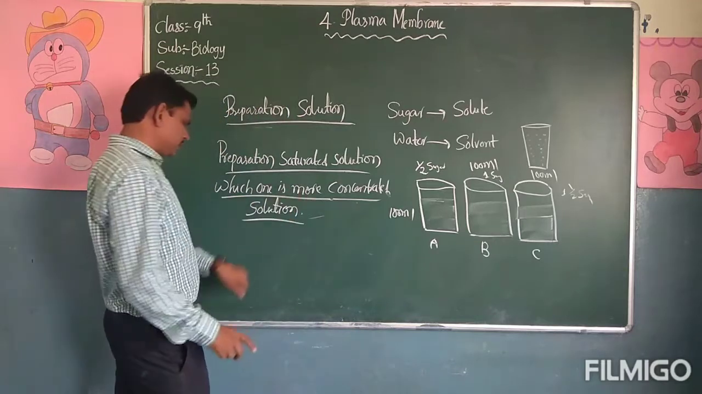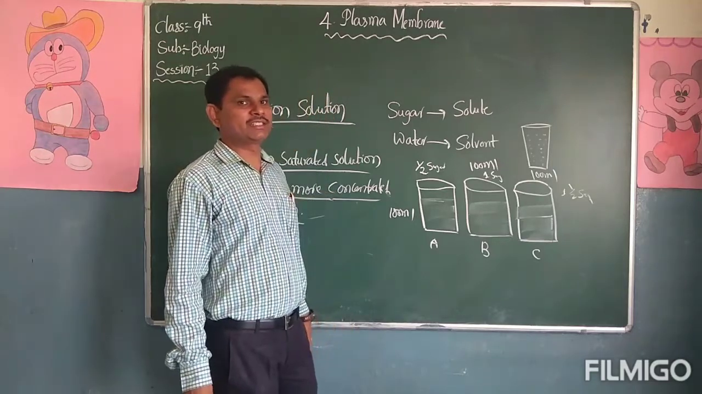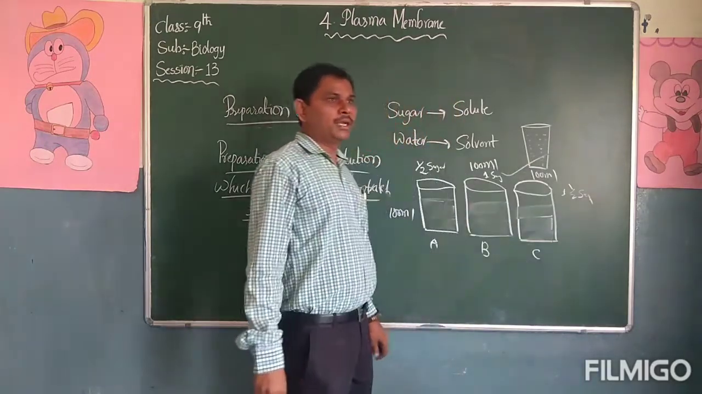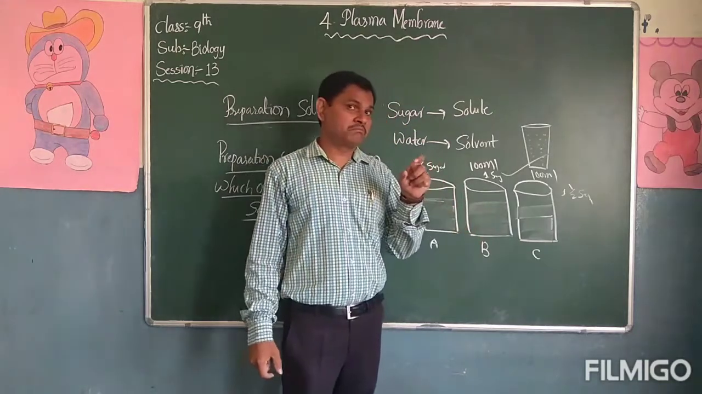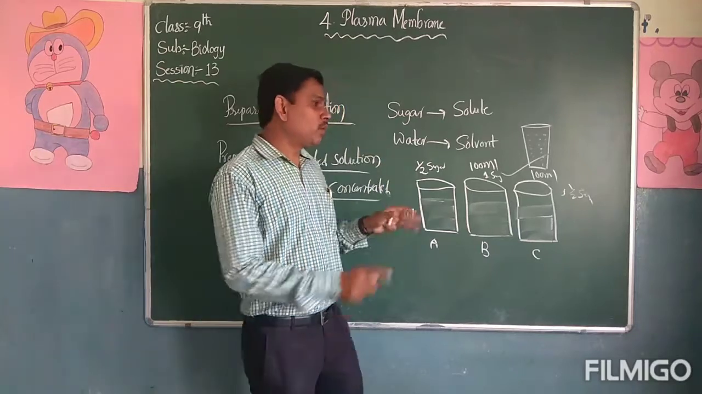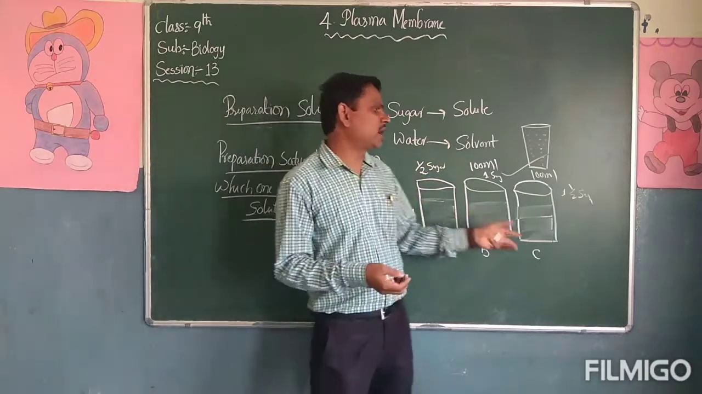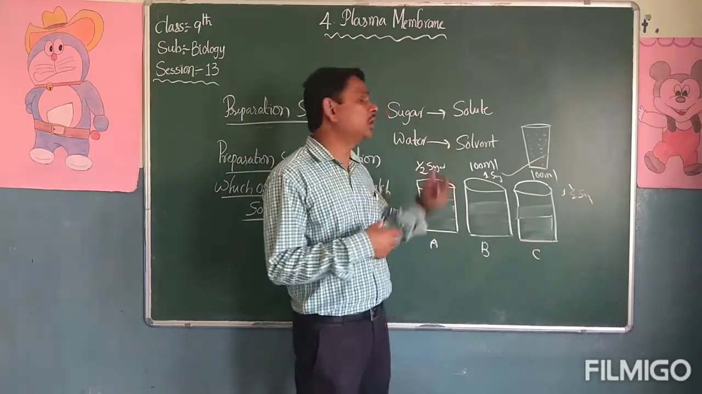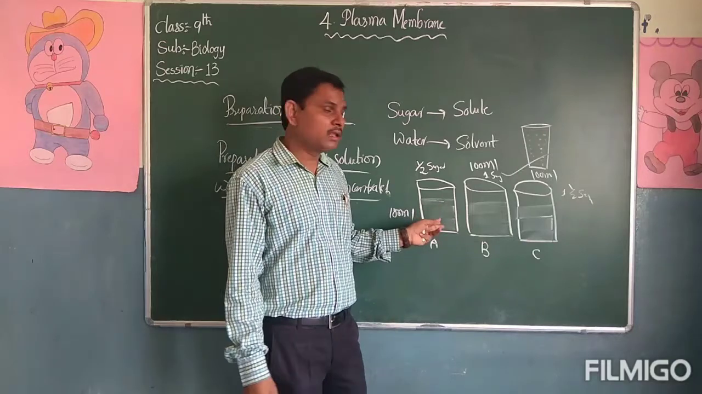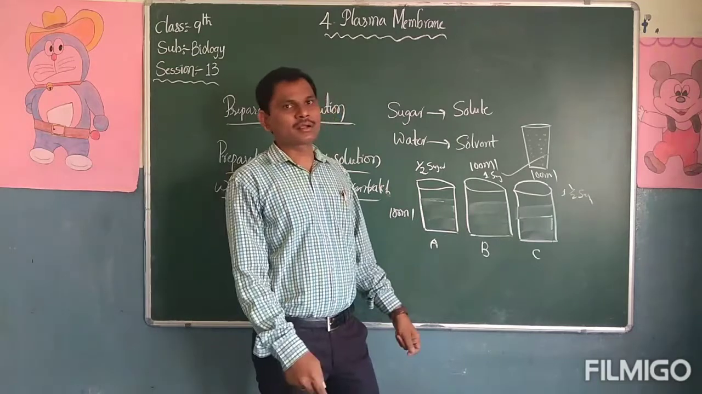Which one is the more concentrated solution? Can you guess the answer? Obviously the C beaker, because the water is the same in quantity, but the sugar is 1.5 teaspoons. If the solute is more in the third beaker, it has more concentration. If there is more water and less solute, it has less concentration.